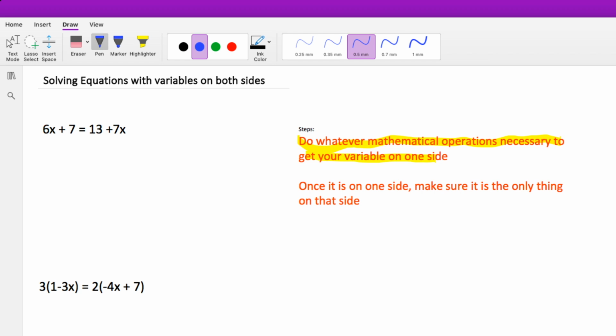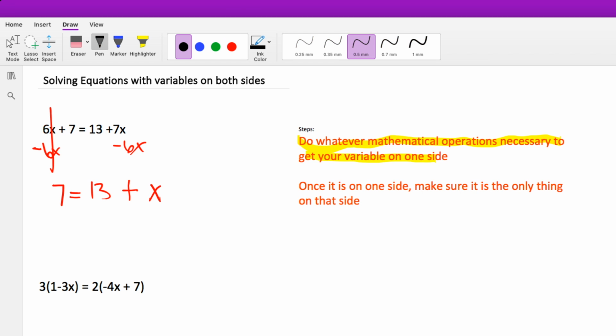We have 6x plus 7 equals 13 plus 7x. What variables are we working with? We're working with an x. We see the x pop up two different times. So let's do whatever mathematical operations necessary to get our x on one side. What do we do here? Let's get rid of that 6x. So we're going to subtract 6x from both sides. That's going to leave us with 7 equals 13 plus x.